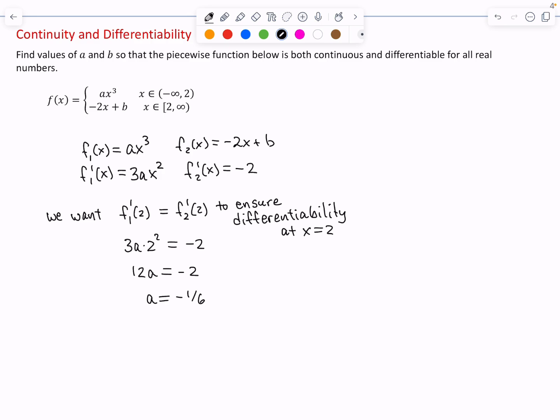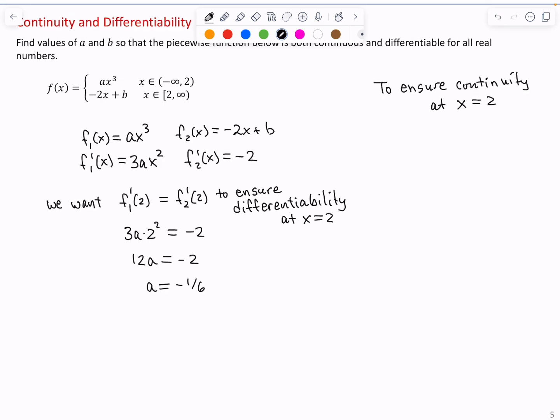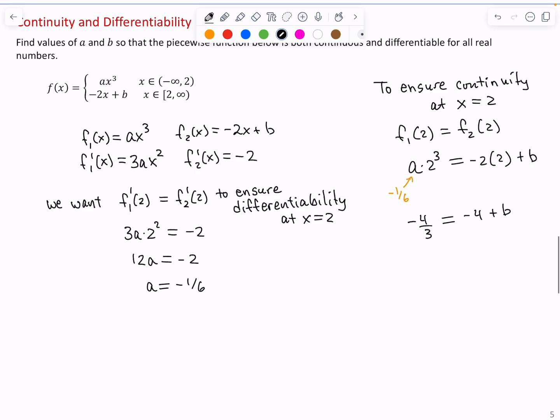So we also have to ensure continuity at x equals 2. So we want f1 of 2 to be equal to f2 of 2. We want the outputs to match. So plugging 2 into f1 gives me a times 2 cubed. We want that to be equal to, and now plug 2 into f2, negative 2 times 2 plus b. Furthermore, we know that a has to be negative 1/6. So we get negative 1/6 times 8, that's negative 4/3. This will be equal to negative 4 plus b, and I can now solve for b.